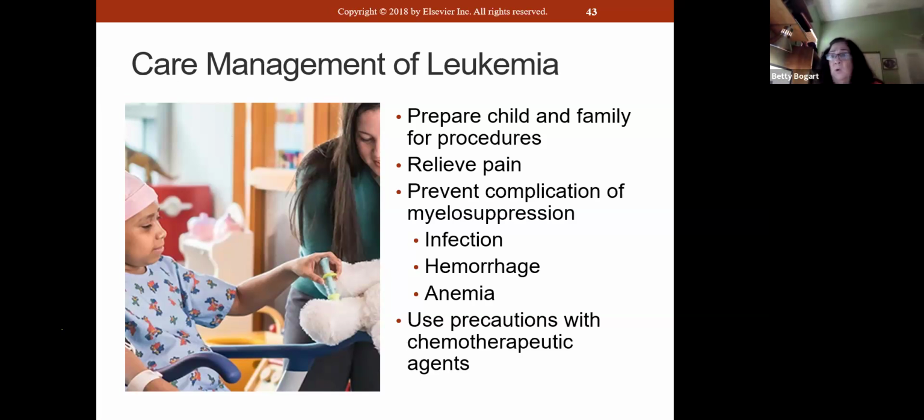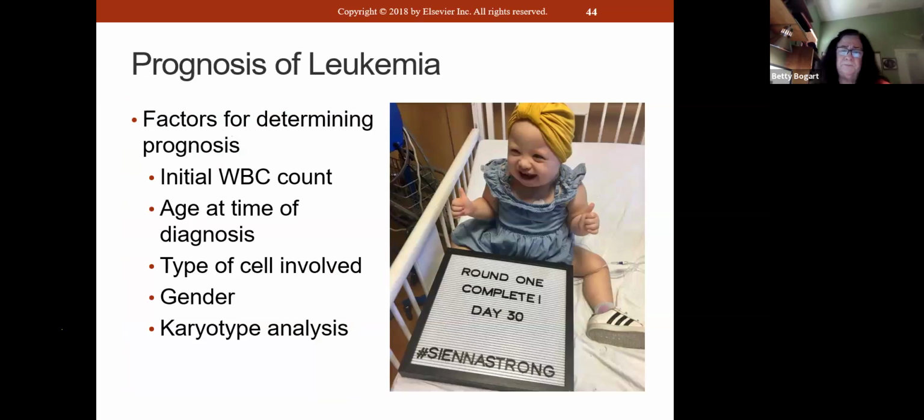Biggest complication, and why? Infection. They have no white blood cells. Hemorrhage. They do not have any platelets. They're going to bleed. Anemia. Hemoglobin and hematocrit are going to be low because it's eating those cells too. And again, you're going to be using chemo. You always have to use those precautions.